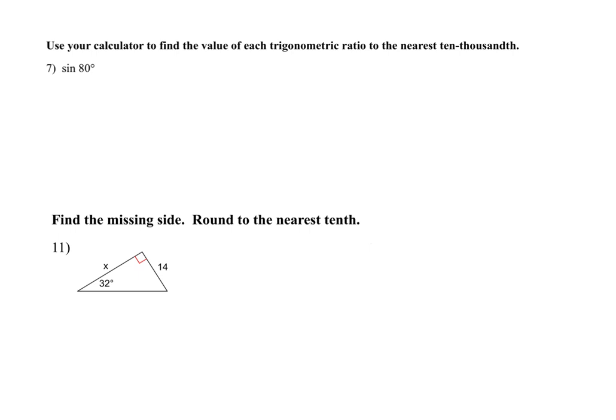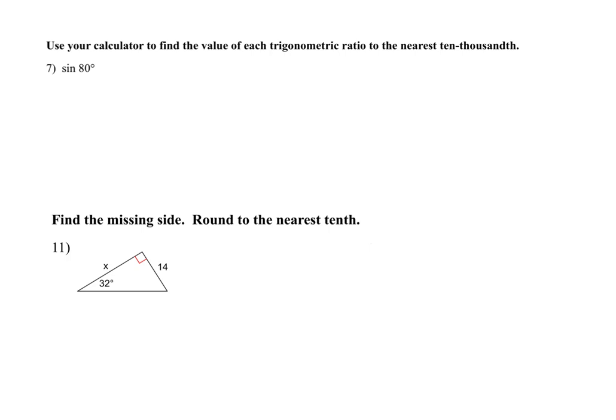And so when you are finding a trig function, you are going to use your basic trig, not your inverse trigs. And you're literally going to do sine of 80. You do want to make sure that you are in degrees, not radians. So you want to check that on your calculator to the nearest 10,000.